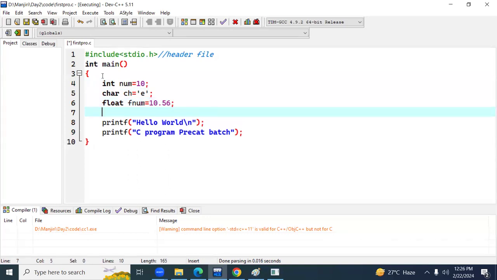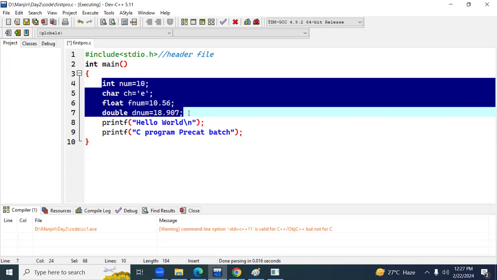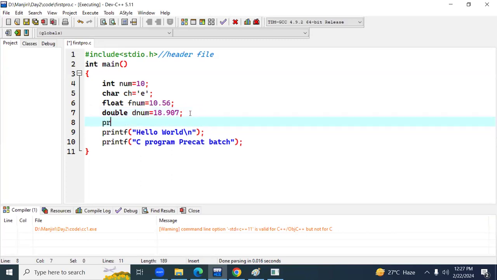And the next one is double. And then I am just taking 18.9 something number over here. Now these are nothing but, according to the data type, their memory is going to be allocated, and according to that it is going to be printed. Okay, now concentrate over here. Now I am writing printf. I want to print, suppose I want to print what?